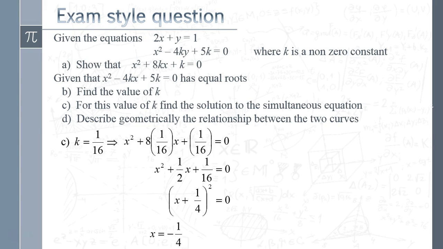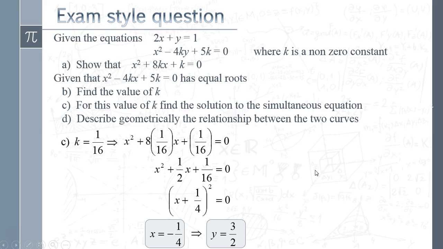Obviously what we've got there is technically two roots, x equals minus a quarter and also x equals minus a quarter. But obviously it's two roots occurring at the same time. So that's our solution to the simultaneous equation. We've got x equals minus a quarter. Clearly we need to work out the other part of that, which is the y value. And there we are, y equals 3/2.